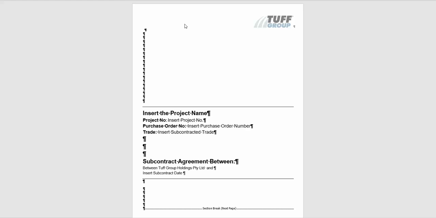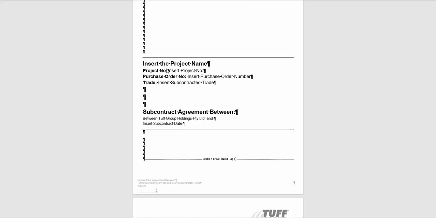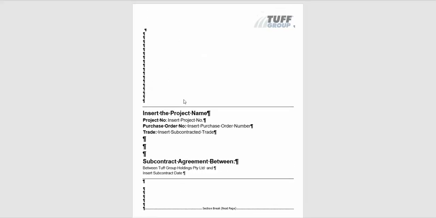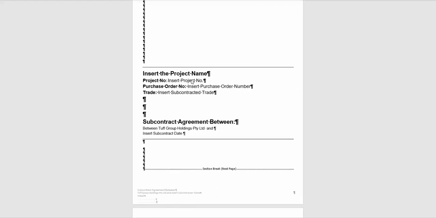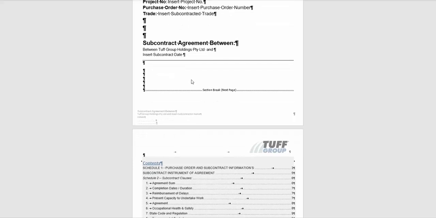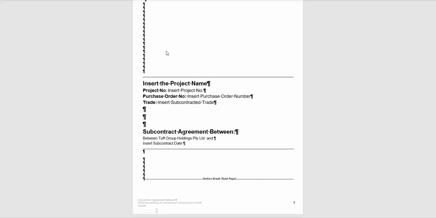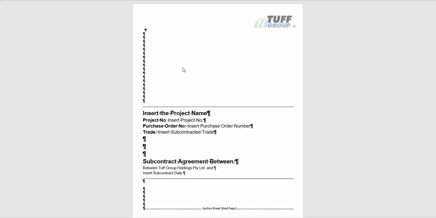Hi all, the purpose of this video is to run you through the subcontract agreement form for Tuff Group. This subcontract agreement should constitute the first step in building contracts administration policies, processes, and procedures for Tuff Group. As you can see here, this is the cover page. We don't need to insert anything in the cover page. You can see that this is still written, insert the project name.